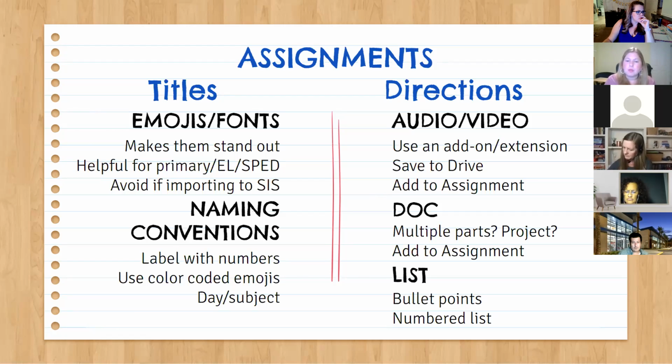points. You can also do bullet points within the directions box. You just don't have an actual bullet point option, so you'd have to use the hyphen or the star or some other icon. Or you could number things 1, 2, 3, 4 within your directions box as well.